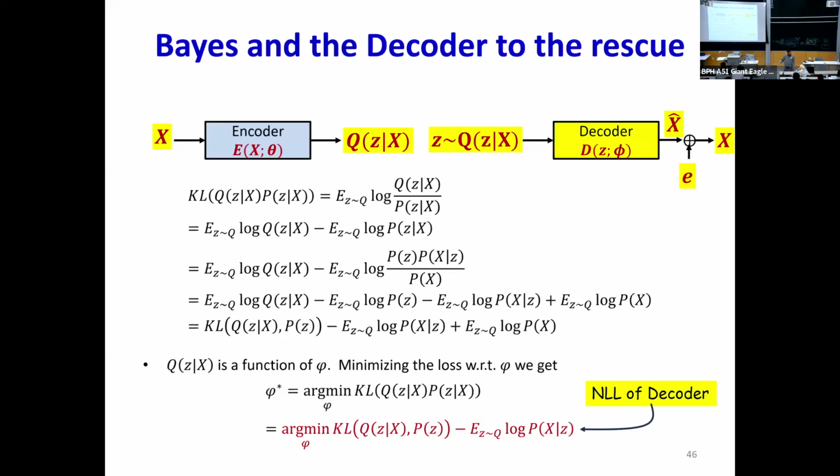Okay, this making sense to everybody? So you basically end up trying to minimize the KL divergence between the approximated conditional distribution of z and the standard Gaussian.